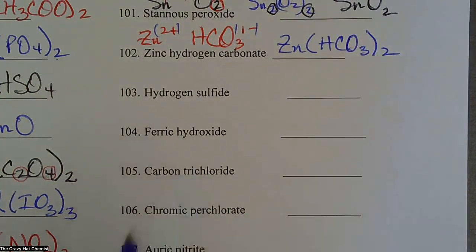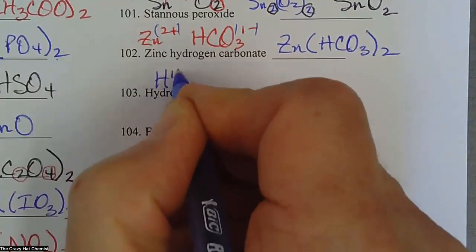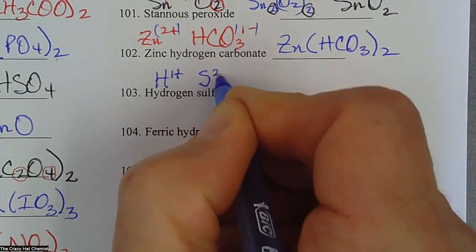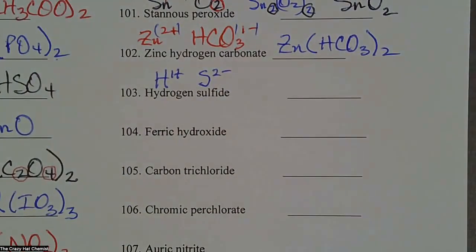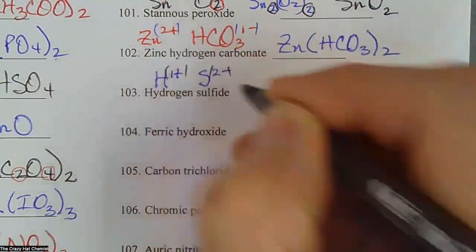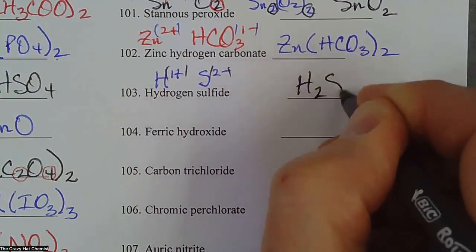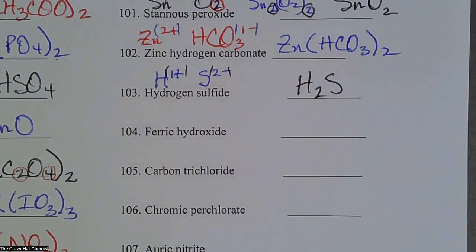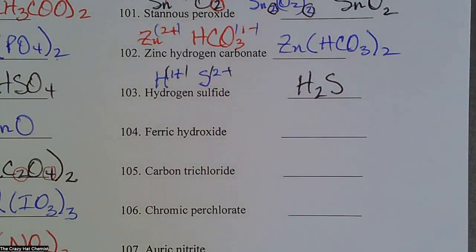The next one is hydrogen sulfide, and that's hydrogen 1 plus. Sulfide is a periodic trend charge like that. We're going to take the absolute value of these two numbers, and I get H2S. All right, that's a gas, and if you smell that stuff, you know you're smelling like rotten eggs.